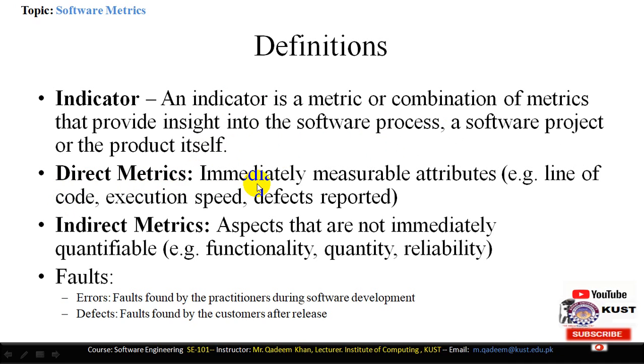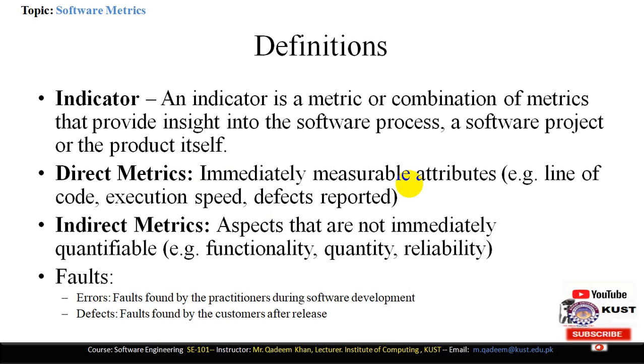Direct metrics immediately measure attributes, for example, lines of code, execution speed, and defects reported. Direct metrics are the type of software metrics which immediately measure the attributes of the software products. That means that these are immediately available to us. So, for example, the lines of code.